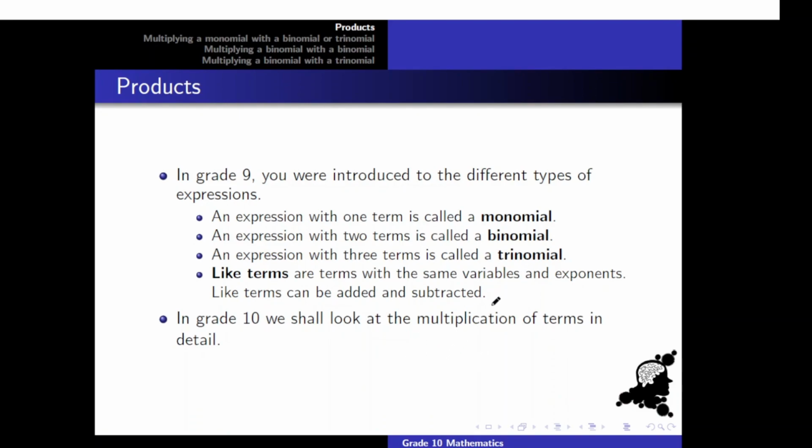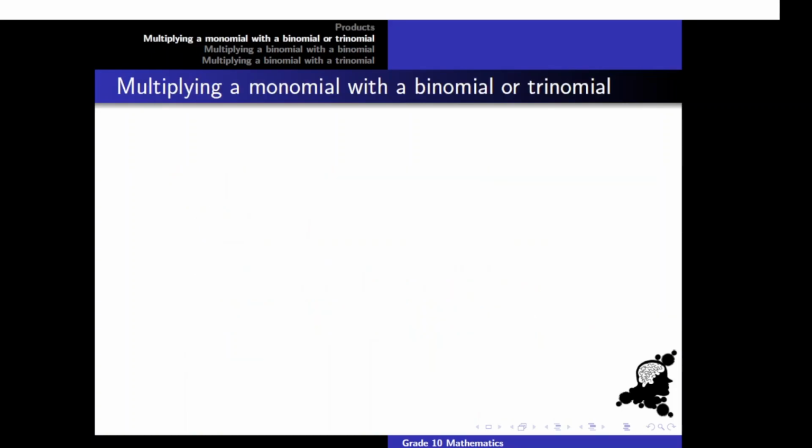Now take note of something. We did not say we're looking at the multiplication of like terms. We did not say we're looking at multiplication of unlike terms. In fact, we can multiply like terms and unlike terms in exactly the same way. So the multiplication of terms is not dependent on whether or not we've got the same variable and the same exponent. They can be different variables with the same exponent, or they could be the same variable with the same exponent, or the same variable with different exponents. Alright, let's have a look at what happens.